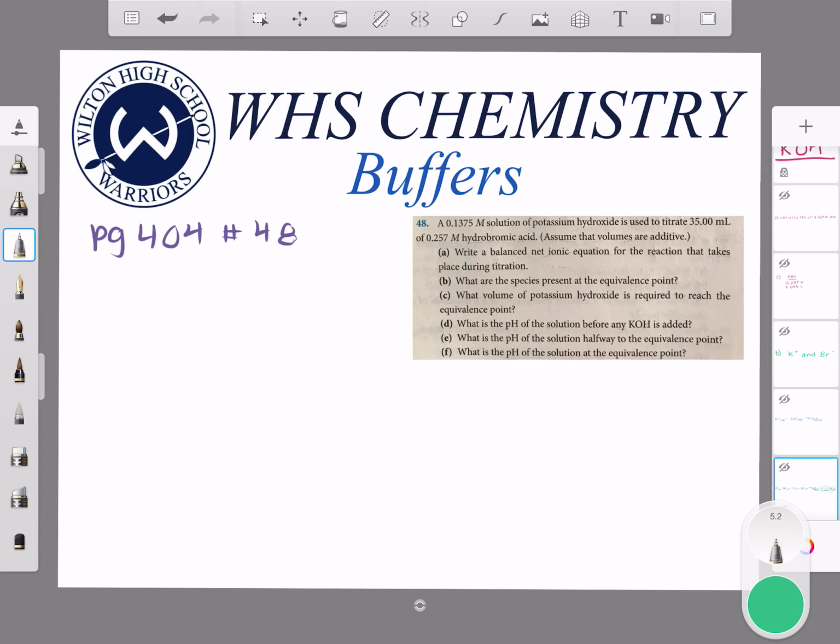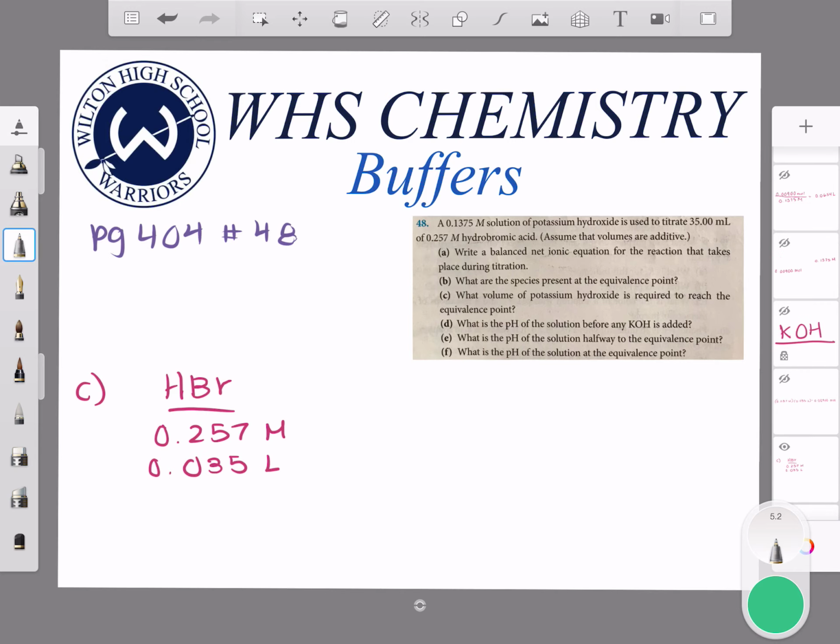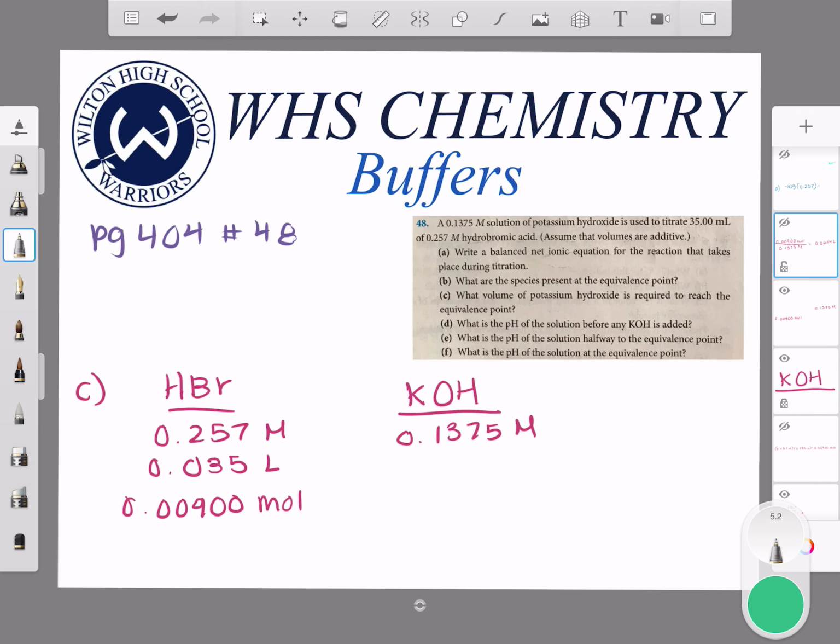So next we're looking at what volume of potassium hydroxide is required to reach the equivalence point. Given that we have the molarity and volume of the hydrobromic acid, we can solve for moles. We're going to get 0.009 moles. And we know that at the equivalence point, moles of acid is equal to moles of base. So we're going to rewrite this quickly. They give us the molarity of the potassium hydroxide, so we can just solve for liters because we have the moles. It's going to be 0.0654 liters.